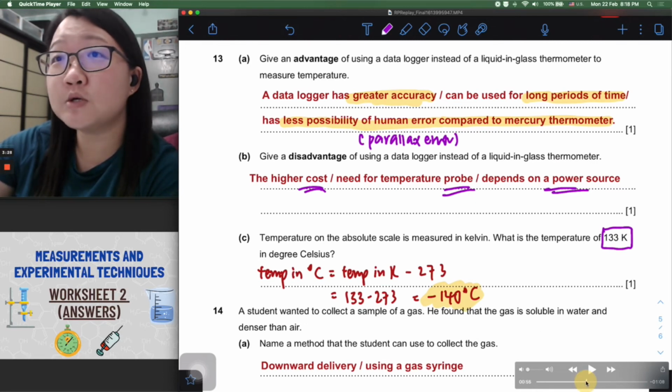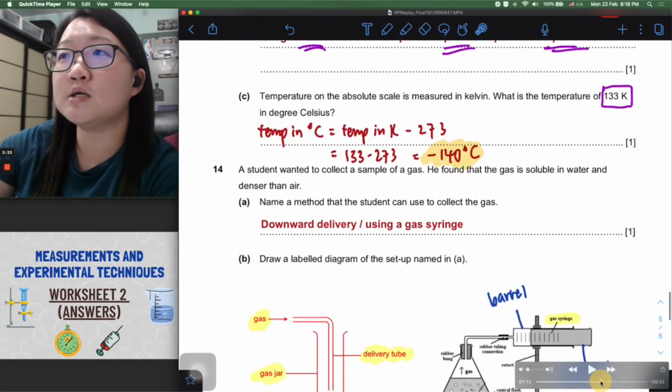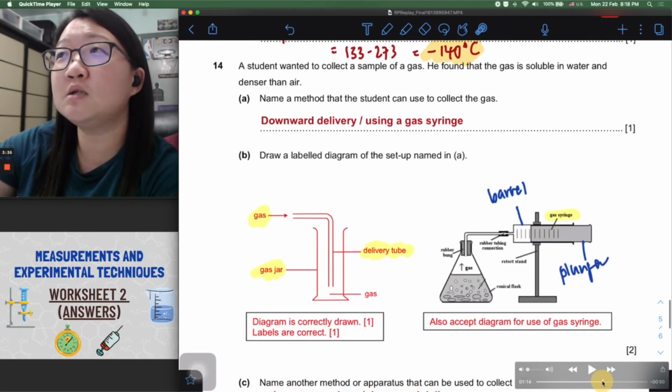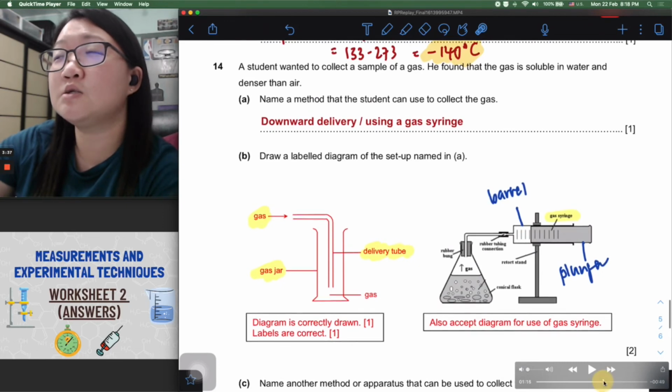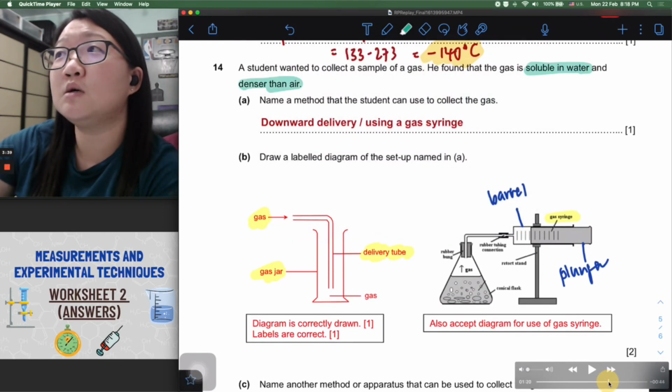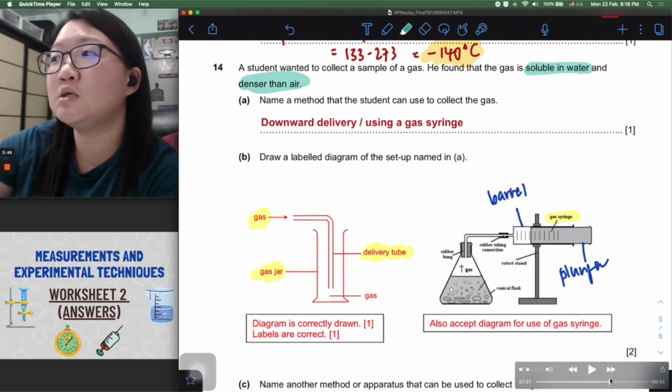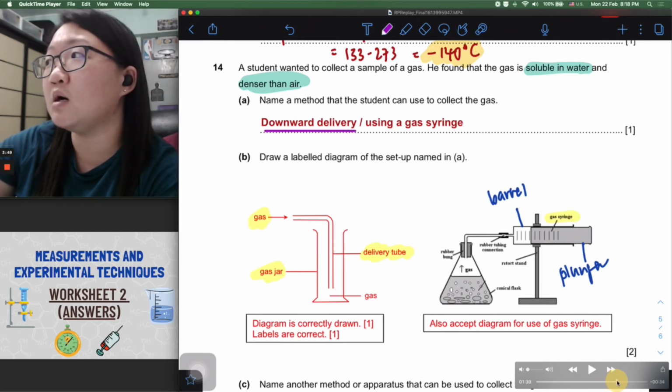Final question, question 14. A student wanted to collect a sample of a gas. He found that the gas is soluble in water and denser than air. Part A, name a method that the student can use to collect the gas. So over here, the most straightforward answer is downward delivery.